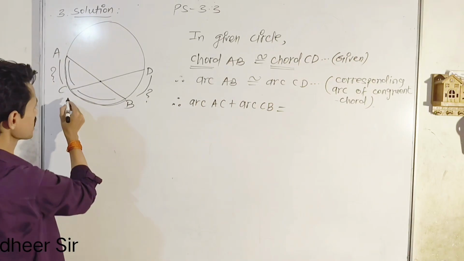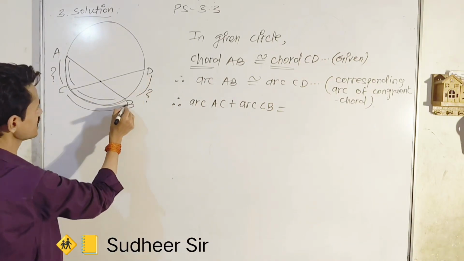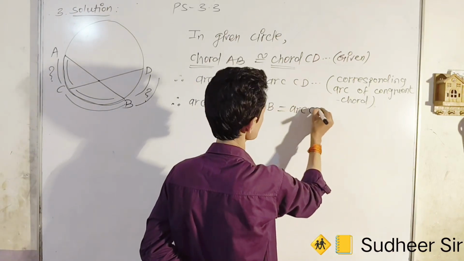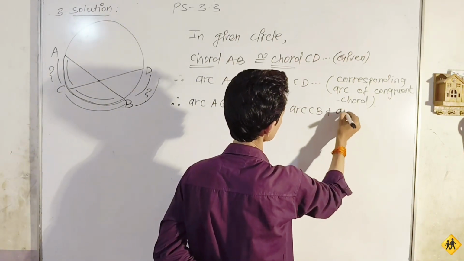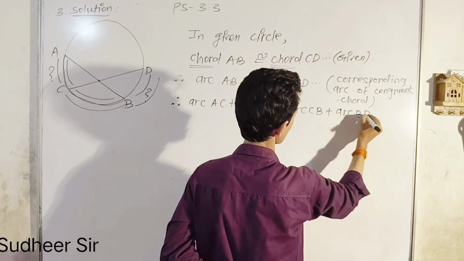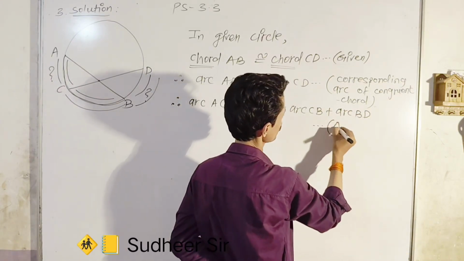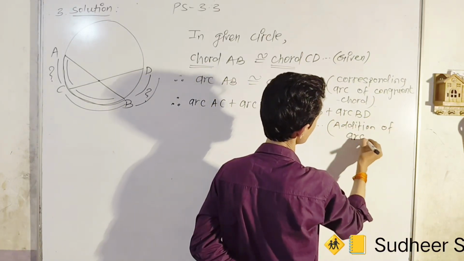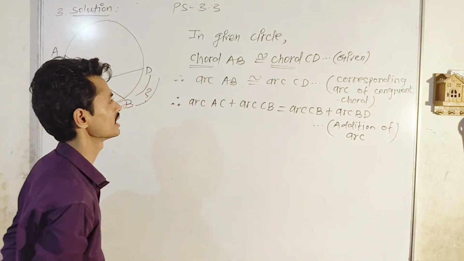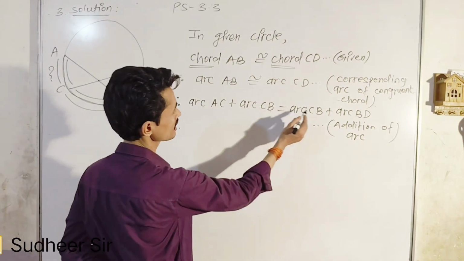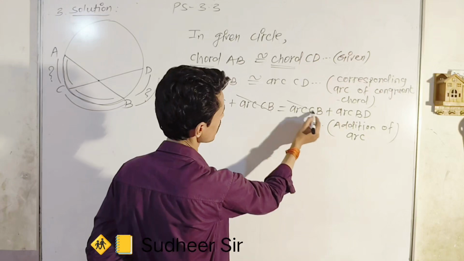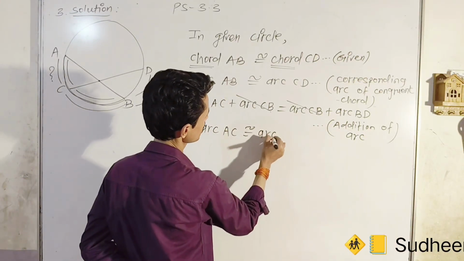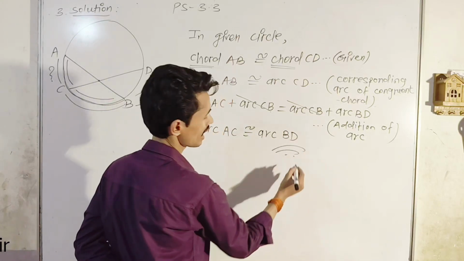Now, if we are talking about arc CD, we can see arc CB plus arc BD. But write down the reason for this also: addition of arcs. Okay, so this is the second reason. Now we can see CB and CB are the same, so we can cancel this. Now we are left with arc AC congruent to arc BD, which we have to prove.